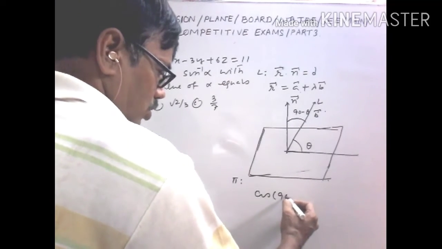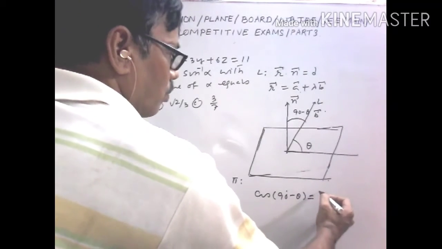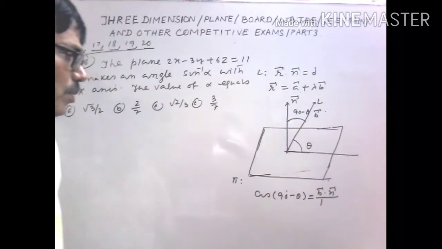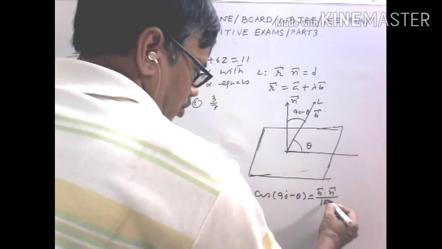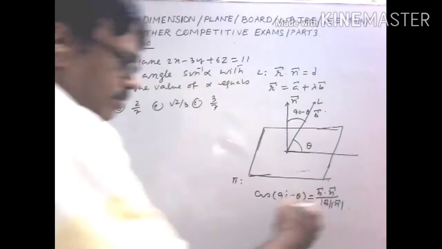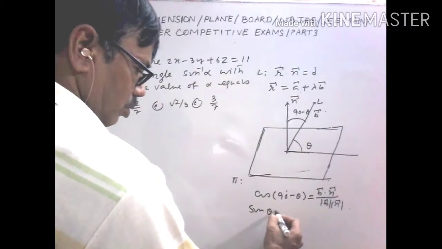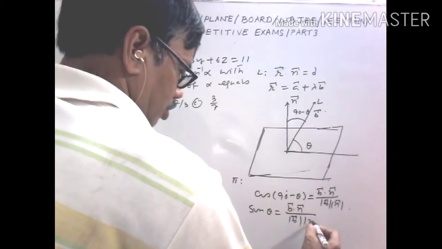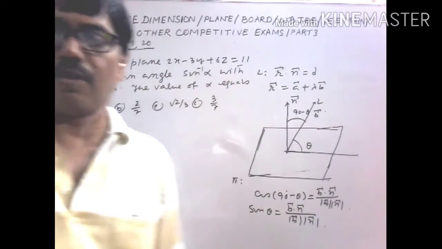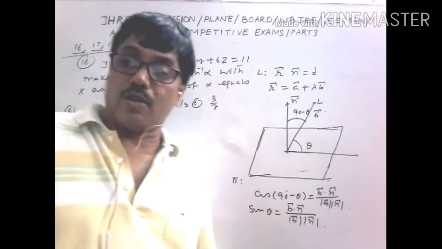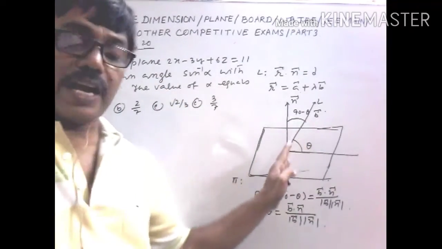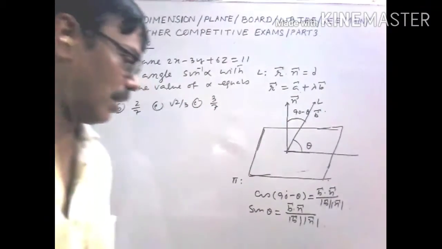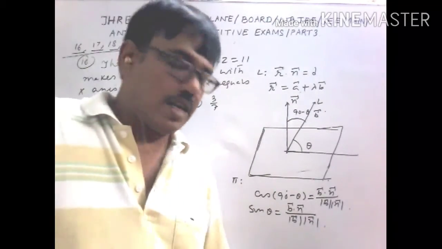So what is our working tool? Cos of 90 minus theta, from the dot product, is b dot n by magnitude of b, magnitude of n. That is, sin theta equals b dot n by magnitude of b, magnitude of n. So this is our working tool: sin theta, not cos theta, because theta is the angle between the plane and line, and the angle between the normal of the plane and line is 90 minus theta.